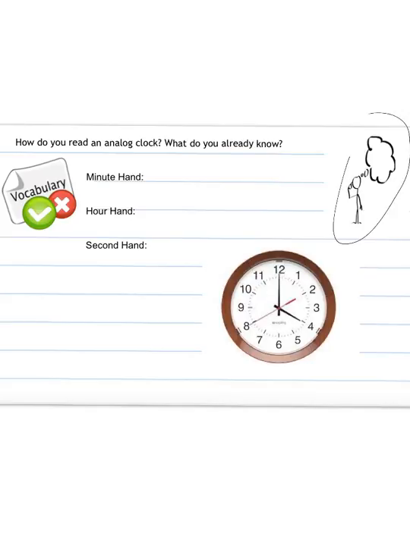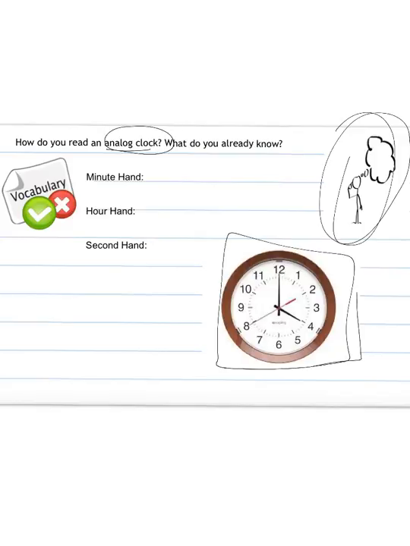All right, whenever you see this icon, it means that there's something that we want you to think about before going through the rest of the notes. Today we want to think about how do you read an analog clock and what things do you already know about an analog clock. And some of you might be confused by that word analog clock right here. That's going to be our clocks that look like this. Okay, so the ones that you'll see around the school, things like that.